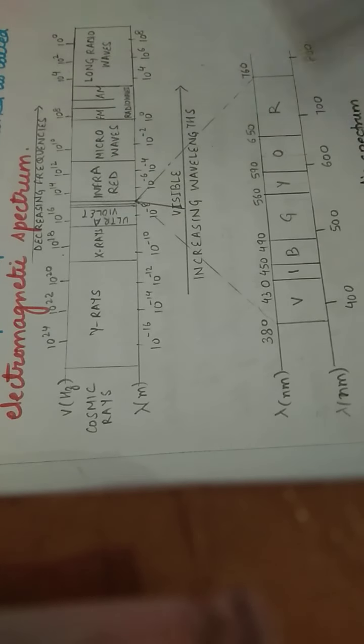Okay, now here in this region is the visible region. So in this visible region we get 7 different colors, that is VIBGYOR: violet, indigo, blue, green, yellow, orange, red. So these are the different colors which you can see in the visible region. This is the visible region children. So these are the different 7 colors which you get in the visible region, and these are the wavelengths written.